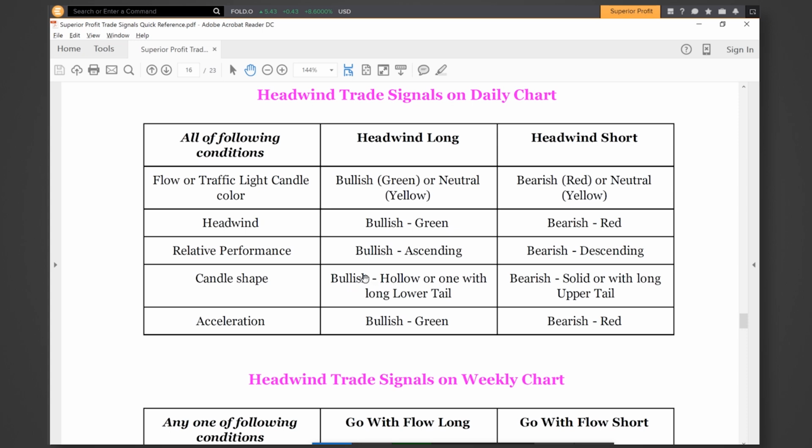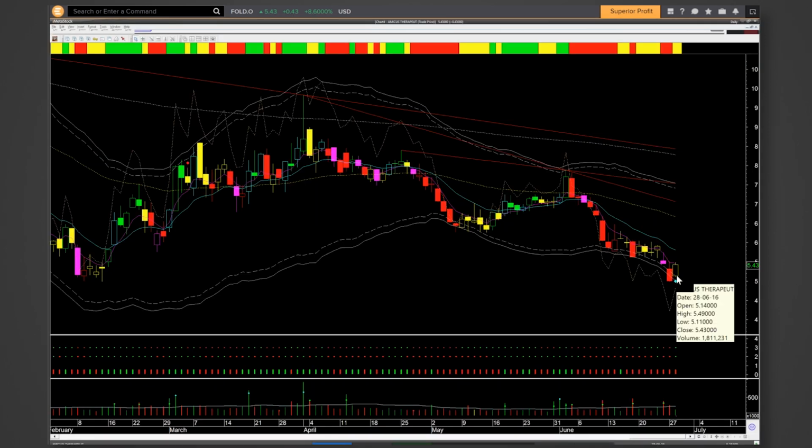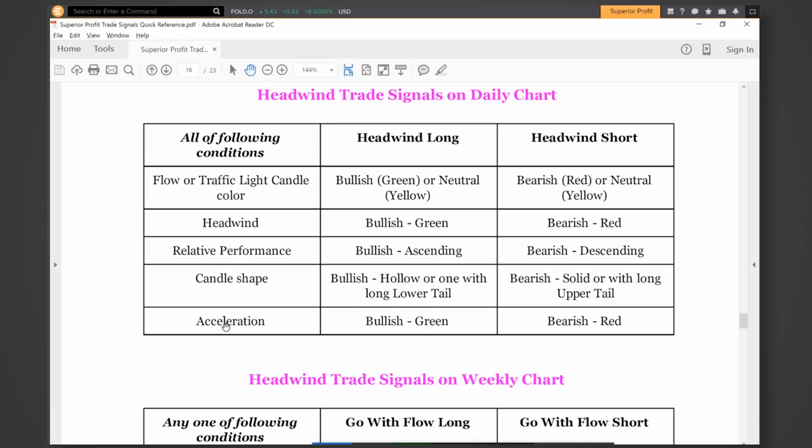You know, candles people study in many ways, but we have found the easiest way is just to note whether it is hollow, solid, has a long upper tail or a long lower tail. That seems to be enough for Q traders. So yes, it is hollow, so that is bullish. That checklist is also met.